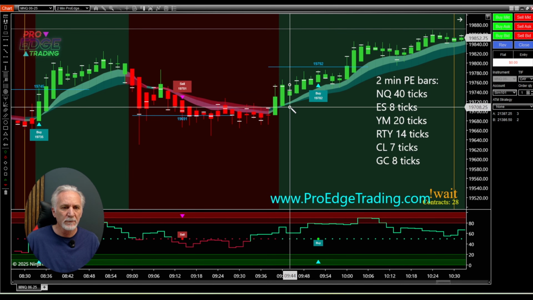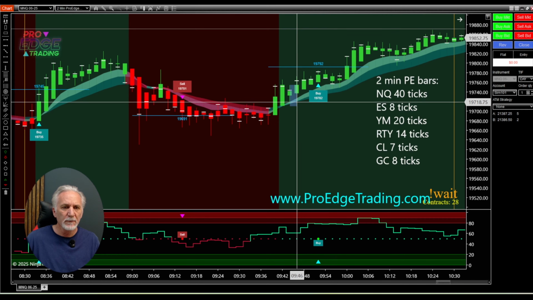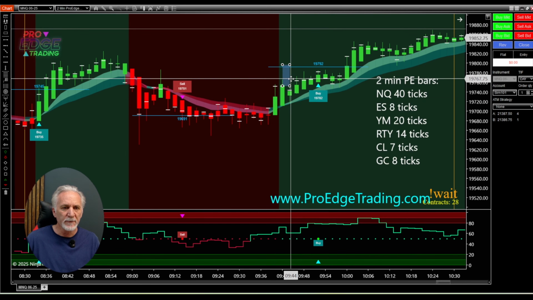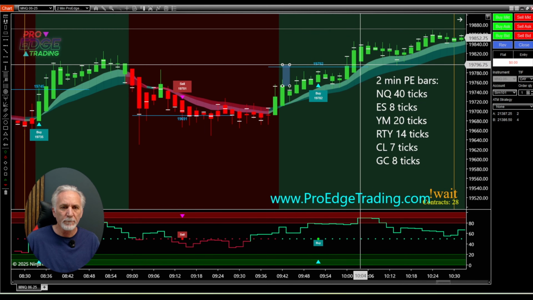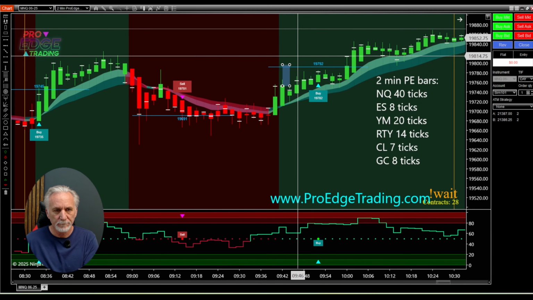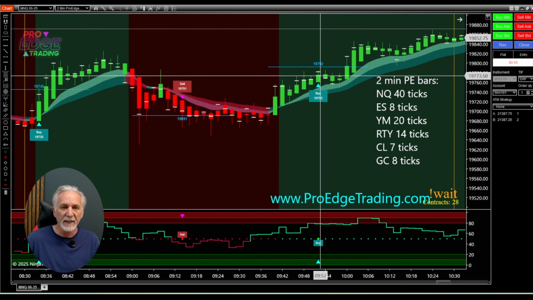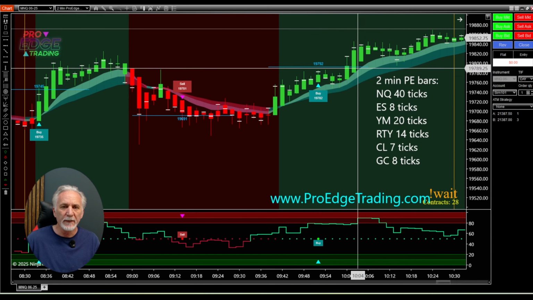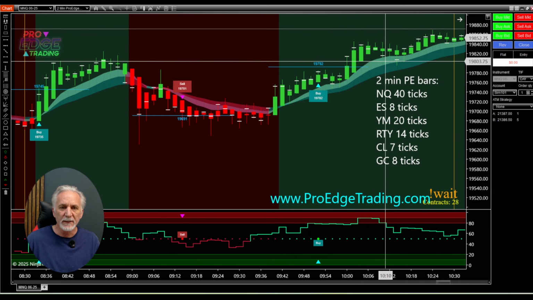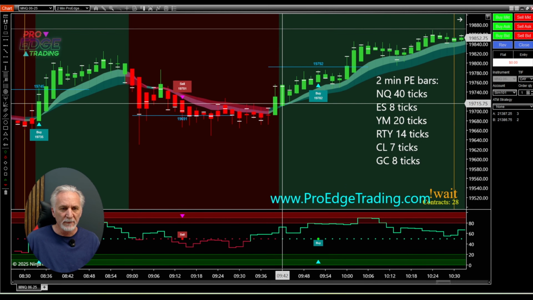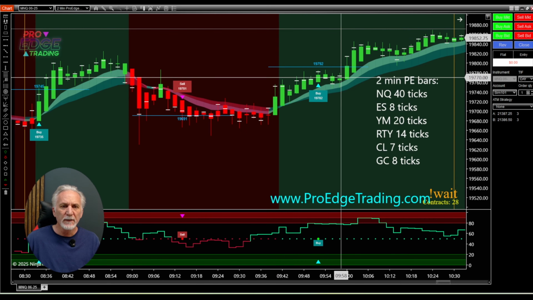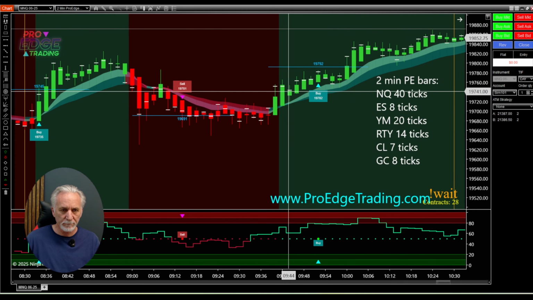You can draw a rectangle and then drag it up to your entry, then that would be your target. That's one way of doing it. You can also just choose to have a static target, or ride the edge band, or candle chase, however you want to do it. And then your stop goes below the candle or below the edge band, in this case of a long. And that's the background trades.